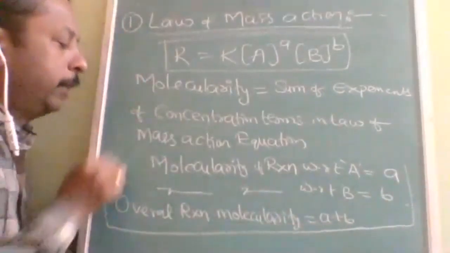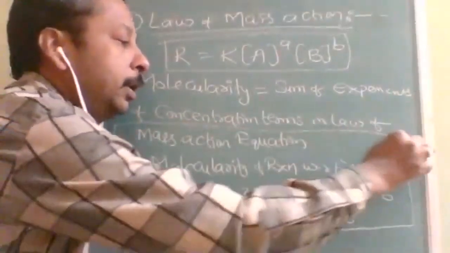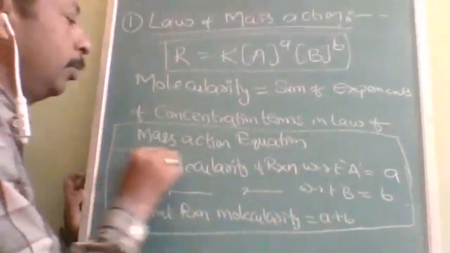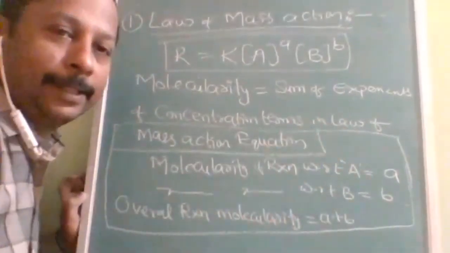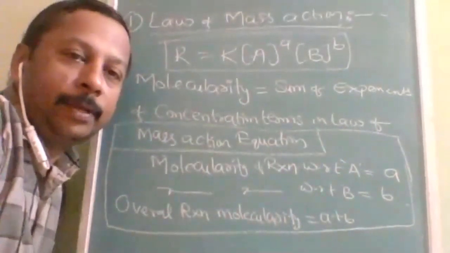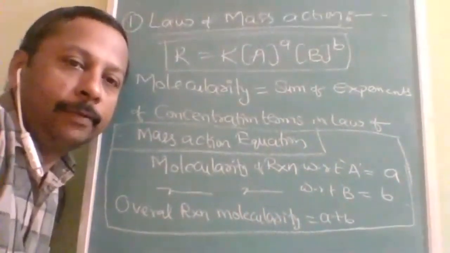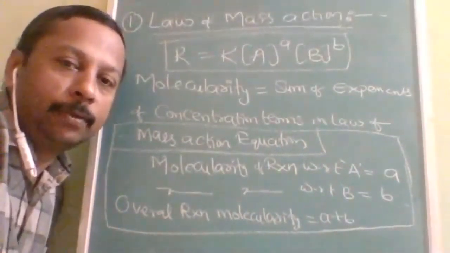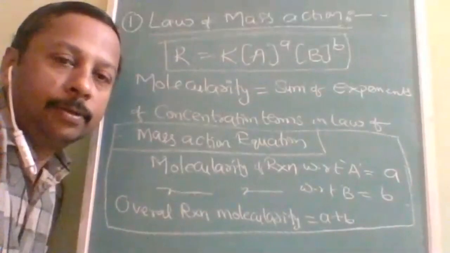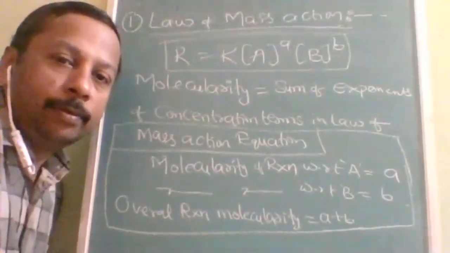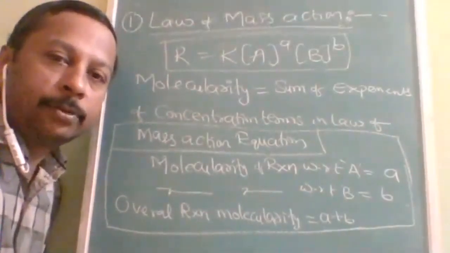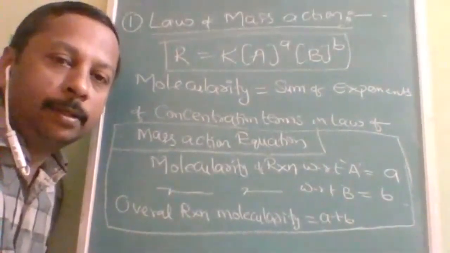If suppose 5 reactants are there, then how many molecularity values will there be? 6. Because 5 will be individual molecularity plus the overall molecularity will also be there. So now the molecularity definition, is it understood? Any doubt about this? No doubt.